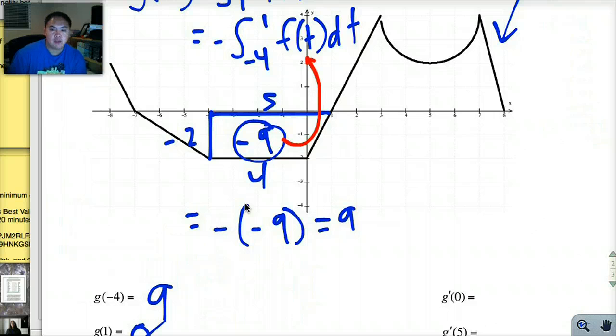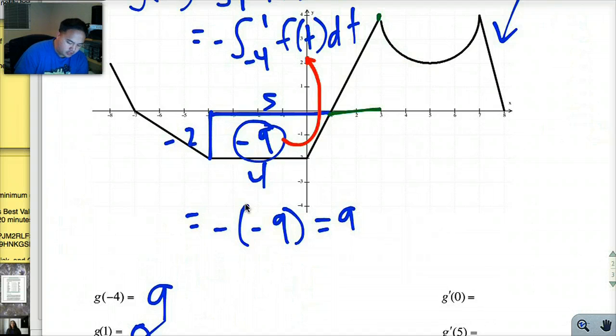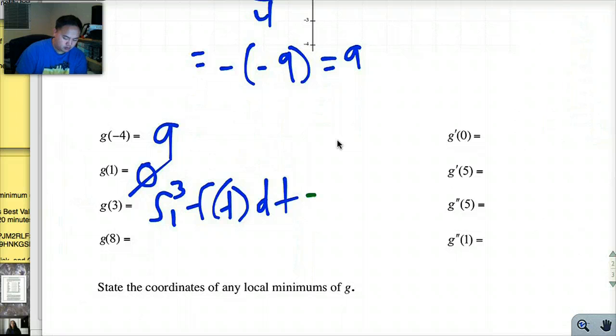So if I look at my graph again, I'll use a different color. From 1 to 3, I need to know the area under the curve. You may notice that it's a triangle. I have a base of 2 and a height of 4. Half base times height, half 2 times 4, half of 8. The answer is going to be 4.